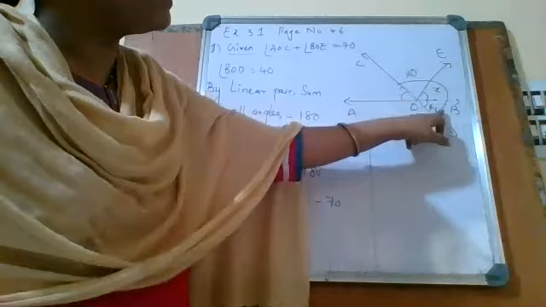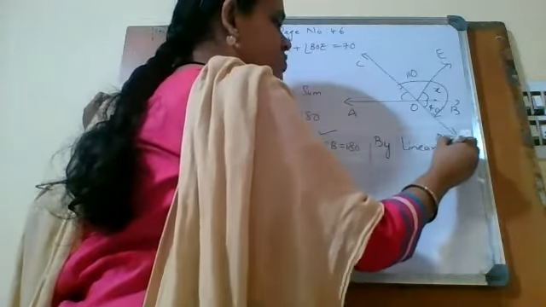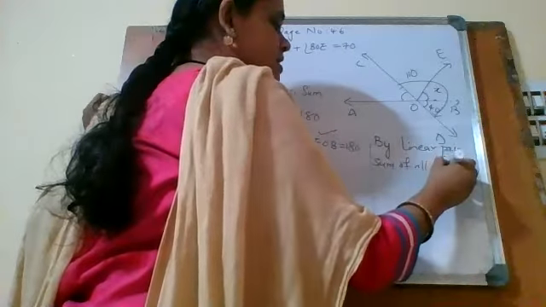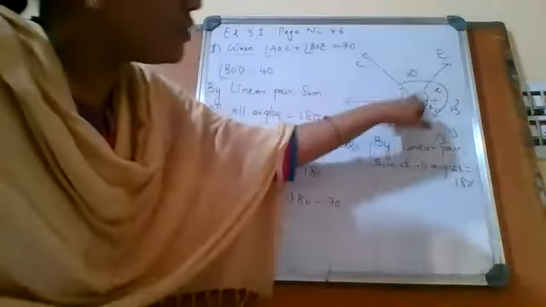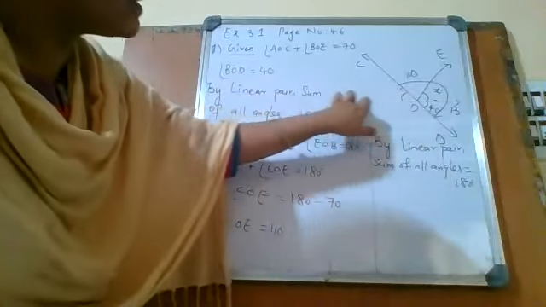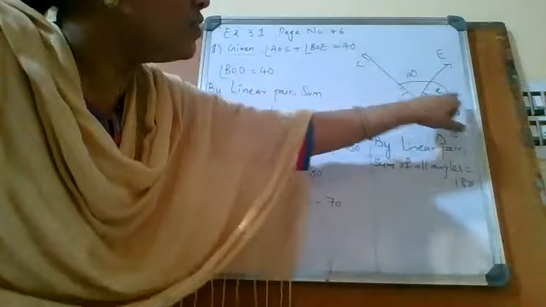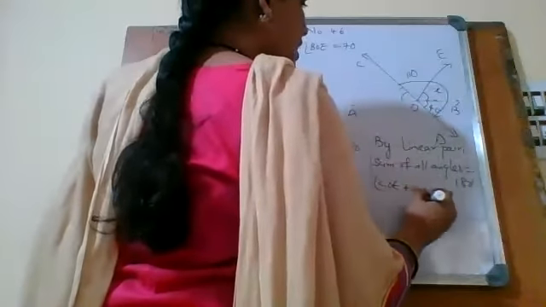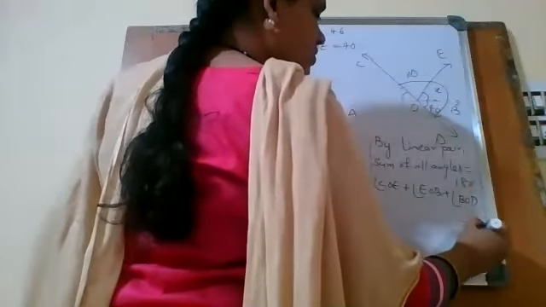Angle this plus this plus this, again linear pair. Every time you should write the definition: the sum of all angles must be equal to 180 degrees. Now which angles are you taking? COE, EOB, BOD. Angle COE plus angle EOB plus angle BOD must be equal to 180 degrees.